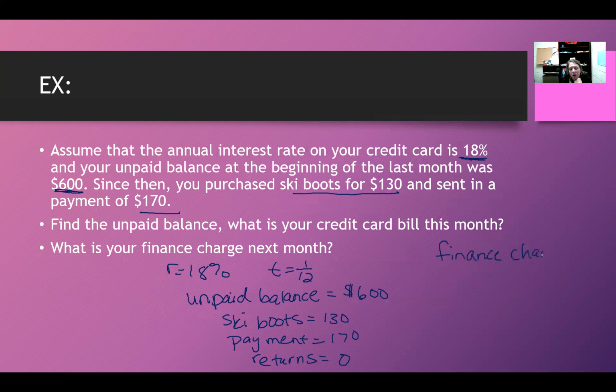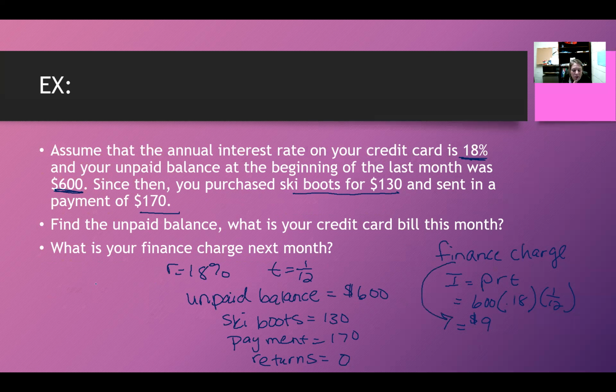So again, to do that, we're still going to use your I equals PRT here. Our amount here for P is what our beginning of our last month was, so we're finding the interest on that amount. That's 600. Our rate is 0.18, and we're still using that 1 out of 12 here. And so when we put that in the calculator, we end up getting an interest of $9. So this is your finance charge, okay? Your finance charge is going to end up being $9.